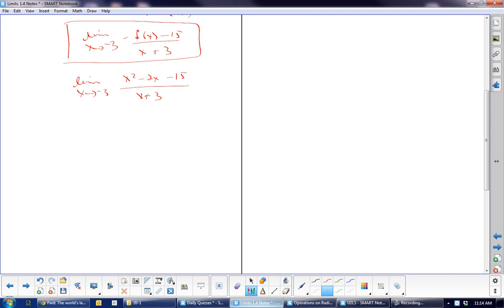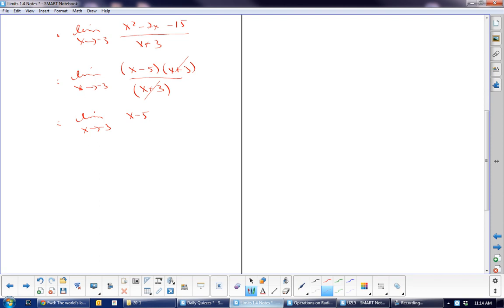Okay. So now we can factor the top, which is negative 5 and 3. So x minus 5, x plus 3, all over x plus 3. Okay, you can cross those out now. So I am now finding the limit as x approaches negative 3 of x minus 5. So now I can just put it in, negative 3 minus 5 equals negative 8. So that's the slope of the tangent.